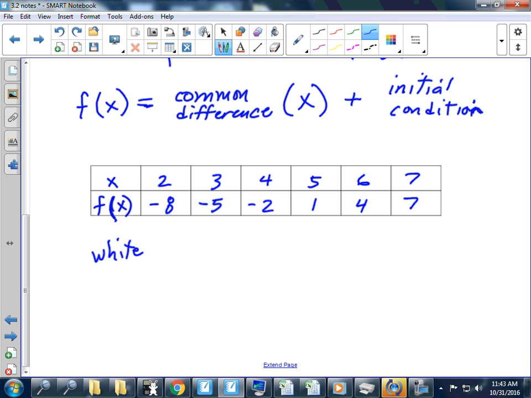right, white, I am having something for breakfast.